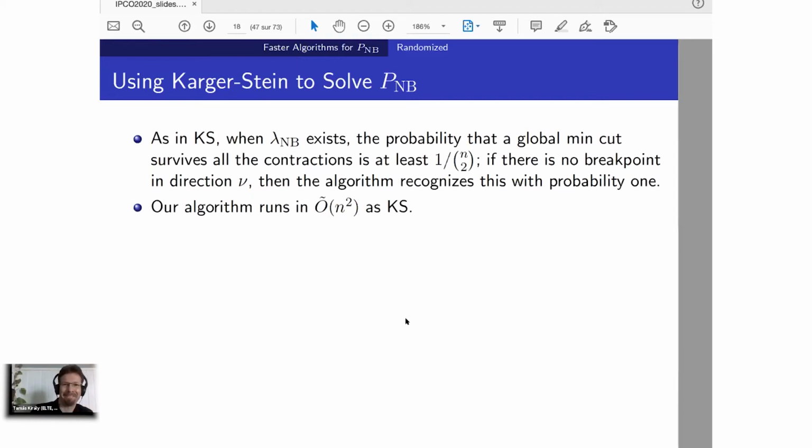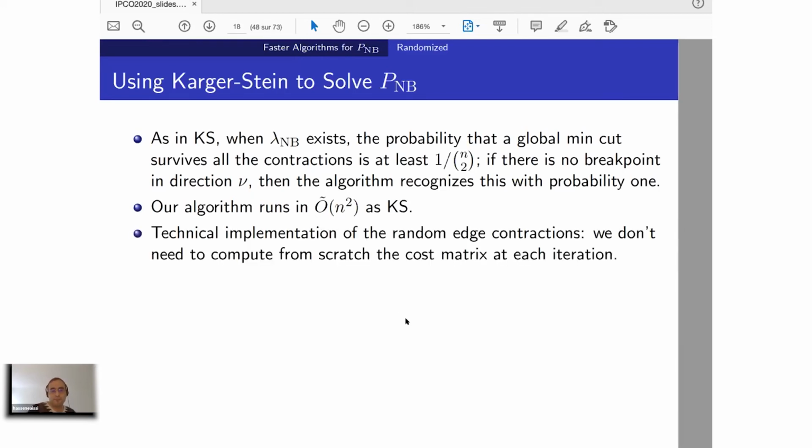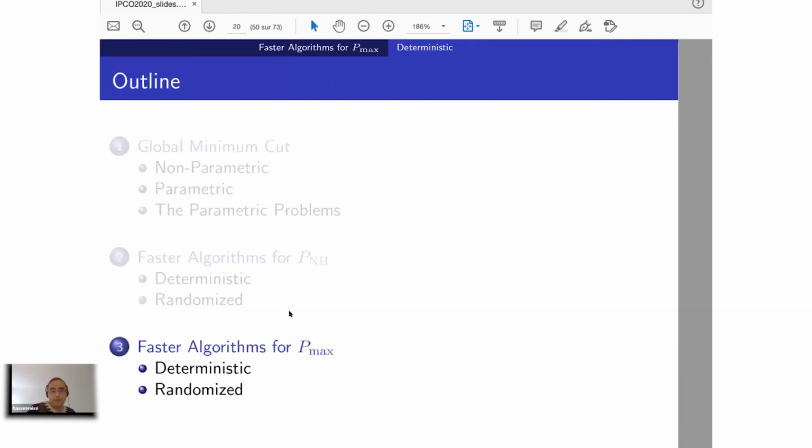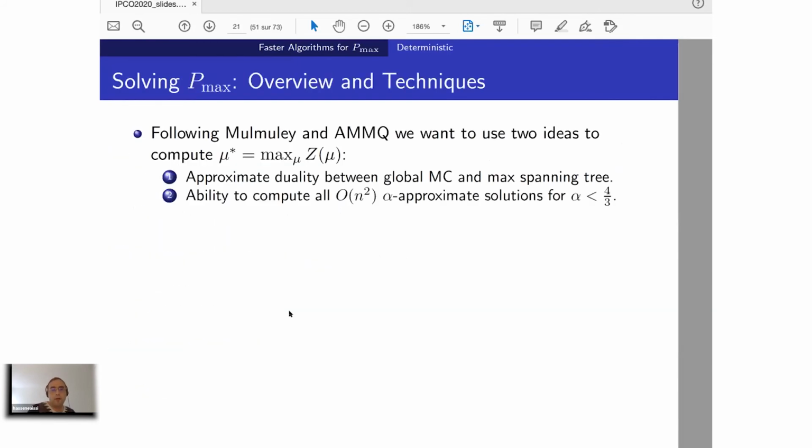Yeah, thank you. So in a sense, our algorithm is optimal in comparison to Karger-Stein. Let me remind you here of the running time in comparison to Megiddo. We saved a logarithmic factor. So very quickly, let me move to the max problem. The max problem, in a sense, is more difficult than the next breakpoint problem.